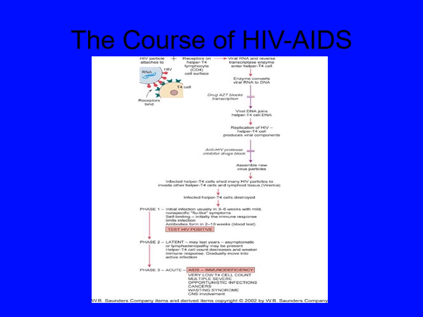So acquired immunodeficiency syndrome, or AIDS, first case recognized in 1981, and now is a worldwide problem. HIV, human immunodeficiency virus, is the causative agent, and HIV attacks CD4 cells. And this is the process of infection, and also talks about a couple of treatments or ways to block HIV.